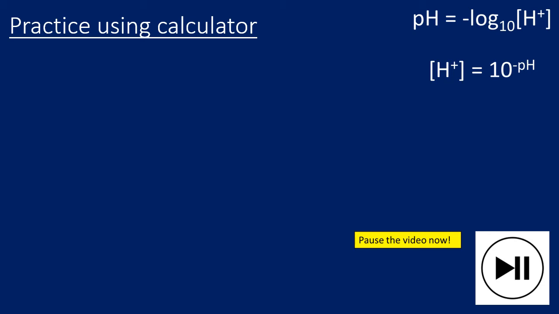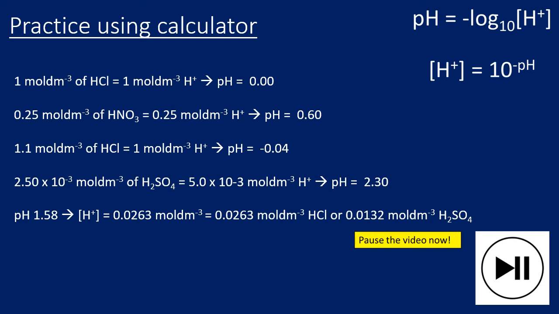Okay, so what you need to do now is a little bit of practice using your calculator, because from my experience, people do struggle. If you're not comfortable with your maths, you don't study A-level maths, you may not be used to using these buttons on your calculator. So let's have a bit of a practice, okay? There's 5 examples there. I've got a concentration of acid for the first 4, and you can see how they relate to pH, so see if you can convert it.